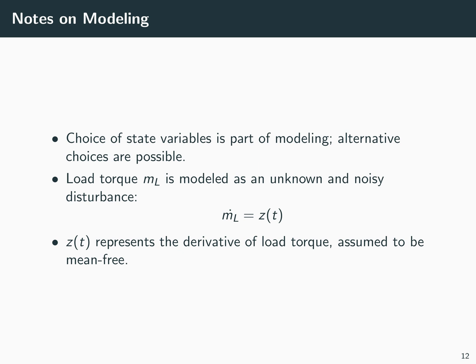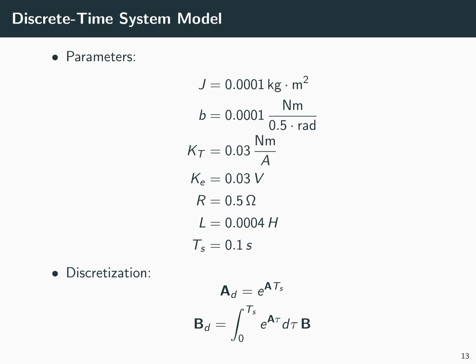This allows us to include the load torque as an additional state variable in our state space model, facilitating more accurate state estimation. Next, we transition to the discrete time system model. We utilize specific parameter values for the angular mass J, friction coefficient B, motor torque constant K sub T, motor velocity constant K sub E, armature resistance R, inductance L, and the sampling time T sub S.